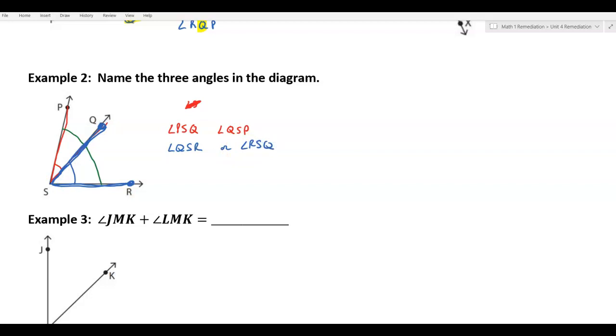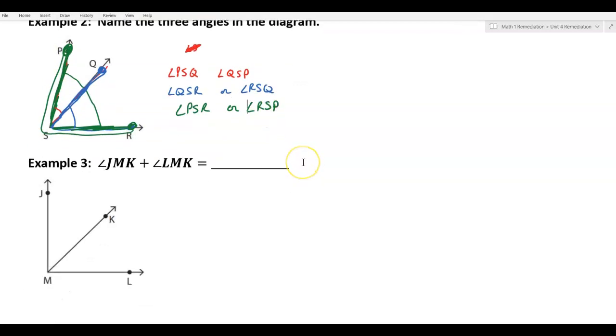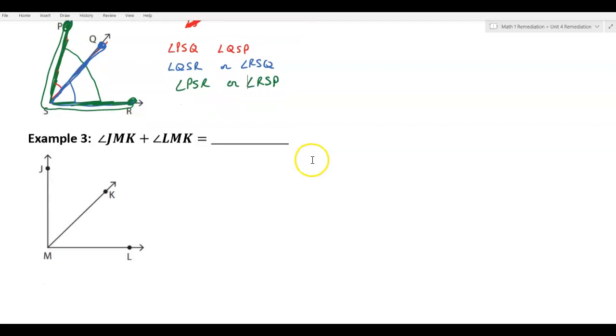And finally, when I look at this green angle, the green angle starts at P, goes to S, and then R. So that'd be angle PSR, or I could start at R, go to S, and then P. Okay, so that's the 3 angles that are in this diagram.